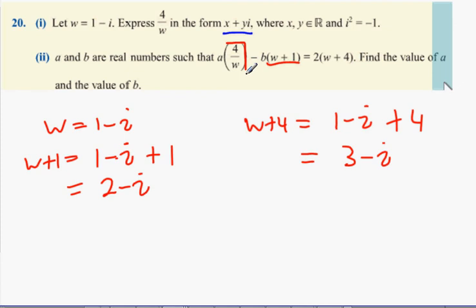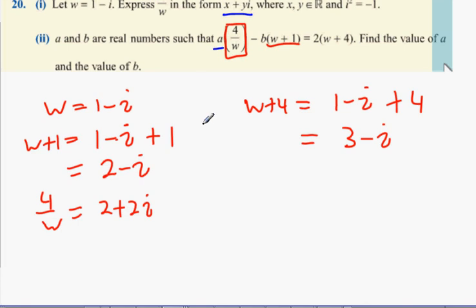4 over w is the answer to the first question. What did we say the answer was? 2 plus 2i. 4 over w is 2 plus 2i. Now guys, you got to make your list now. Here's what we're doing. a times 4 over w is 2 plus 2i. Next part is minus b times w plus 1. We said w plus 1 is 2 minus i.